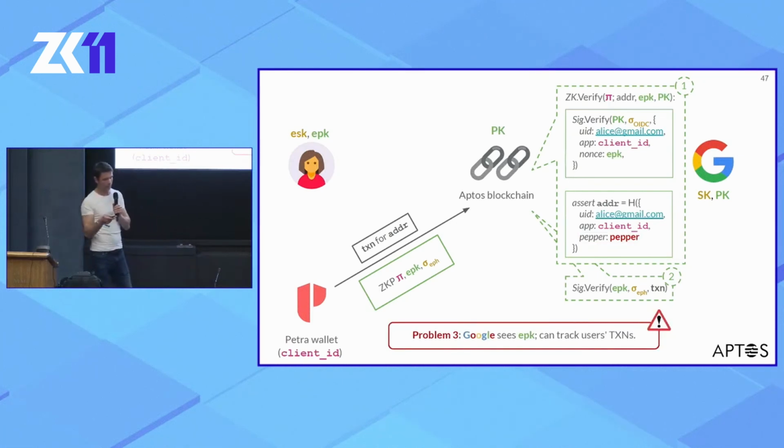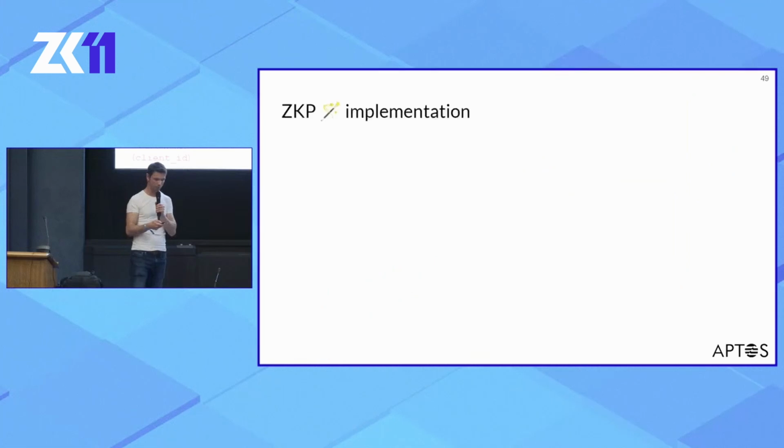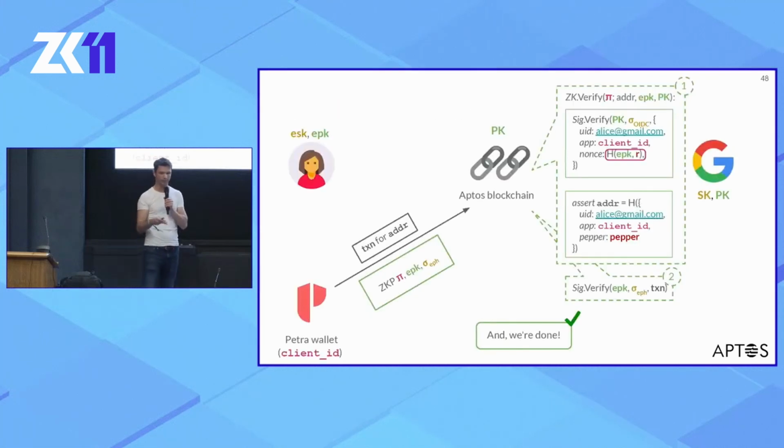Good. So next step, one last tiny detail, is that Google will actually see this EPK here in the nonce, right? And if it can see this EPK, then it can track transactions on chain. So now it knows which user is doing which transactions. This is also a very trivial fix. Instead of putting the EPK in the OpenID Connect signature, we're going to put a commitment to the EPK using some different blinding factor R, which is part of the secret witness of the ZKP. And basically, we're done. That's the design.